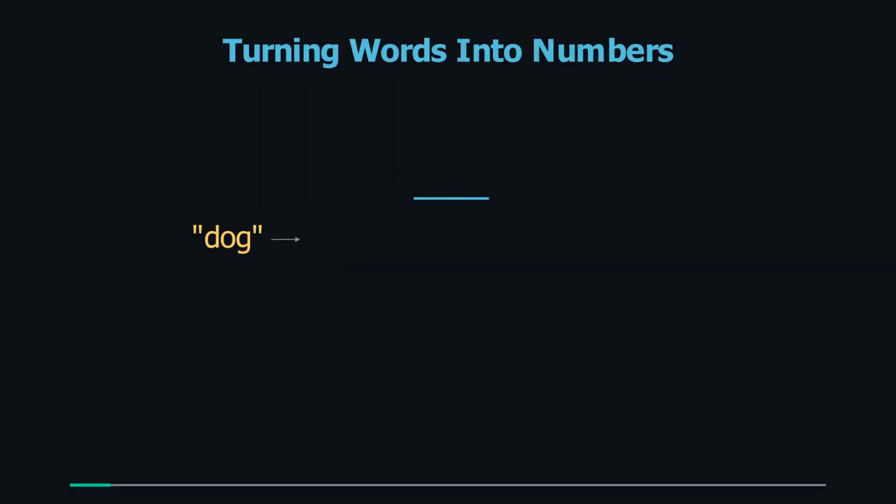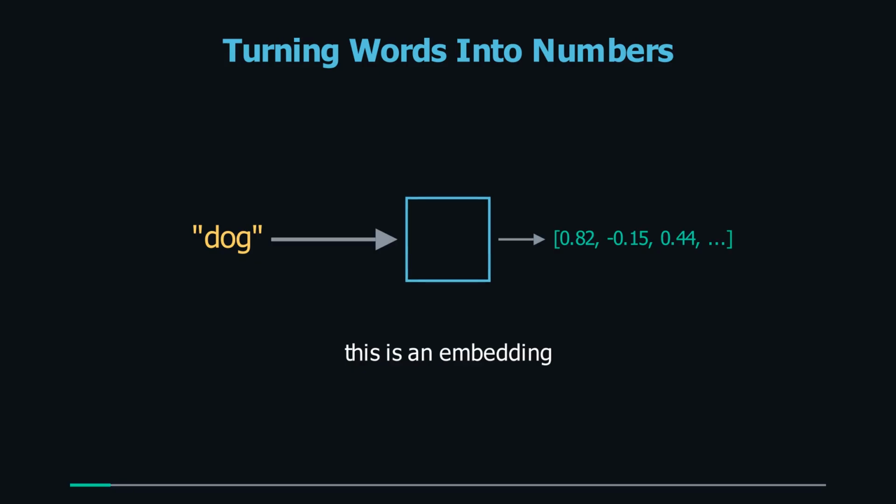The fix is called an embedding. Every word or sentence gets converted into a list of numbers. Computers are great at comparing numbers, even if they're terrible at comparing meaning directly.